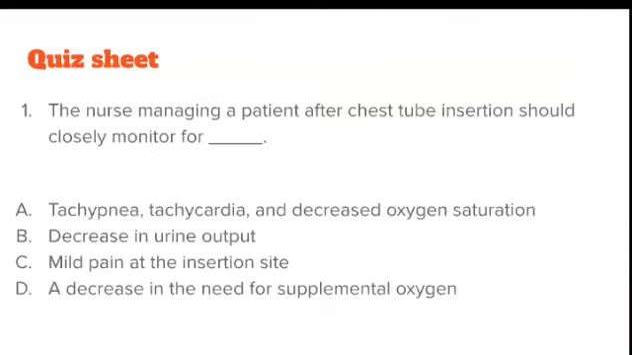Before moving on to the summary, I just want to give you some discussion on the NCLEX RN questions. This is a quiz sheet with a few questions. Try to answer these and check whether you are able to understand the video. The nurse managing a patient after chest tube insertion should closely monitor for: A. Tachypnea, tachycardia and decreased oxygen saturation. B. Decreased urine output. C. Mild pain at the site of insertion. D. A decrease in the need for supplemental oxygen. So what is the right answer?